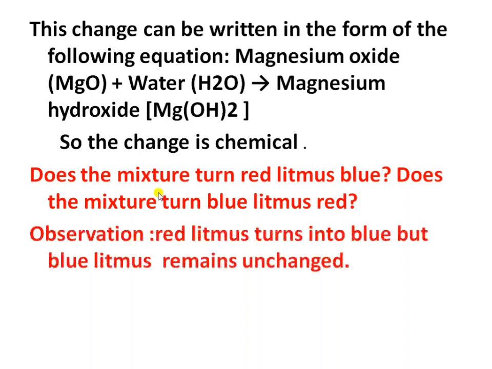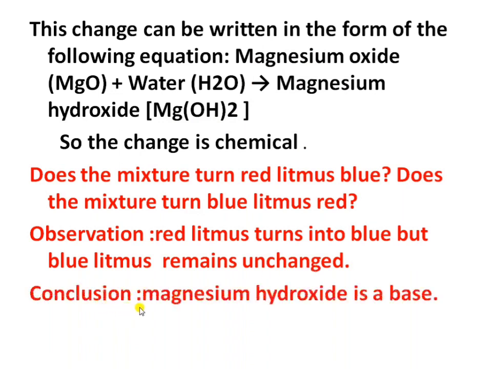The observation is, red litmus turns blue, but blue litmus remains unchanged, because red litmus turns blue under basic conditions, but blue litmus turns red under acidic conditions. Here the new substance that is formed is magnesium hydroxide, which is a base. So the blue litmus remains unchanged. The conclusion is, magnesium hydroxide is a base.